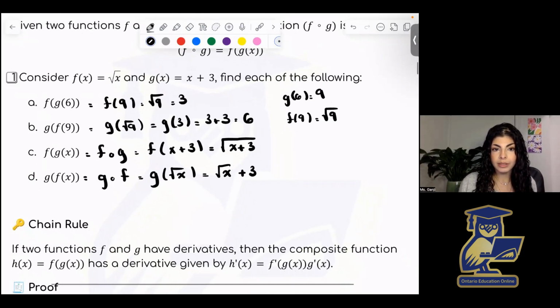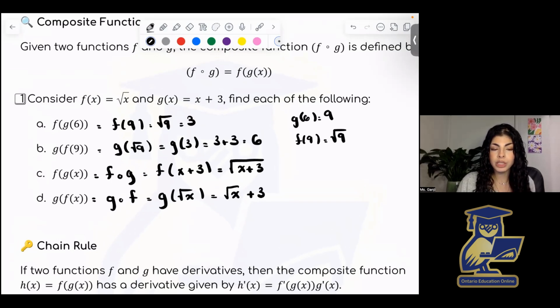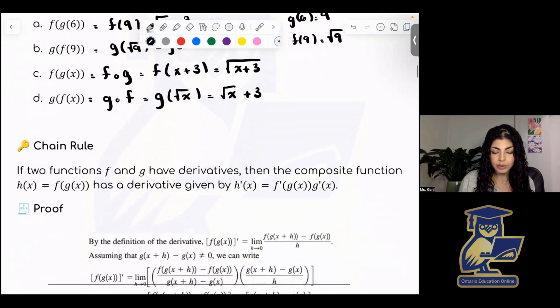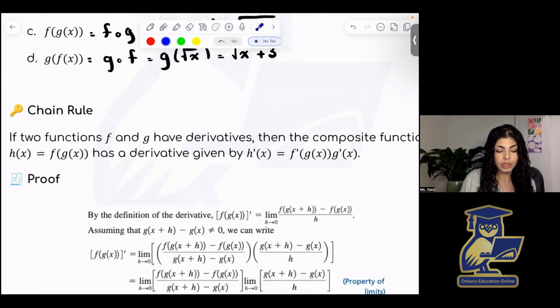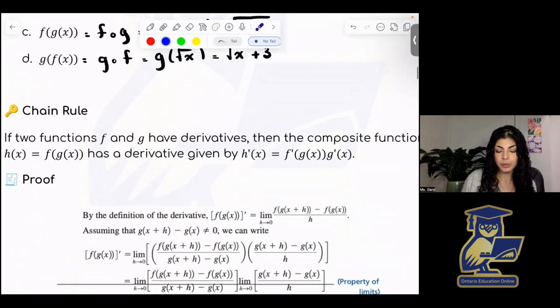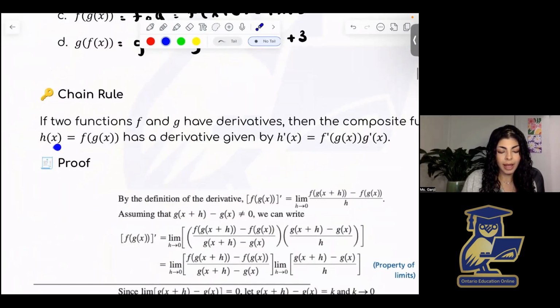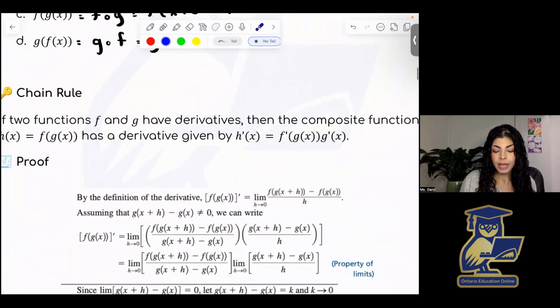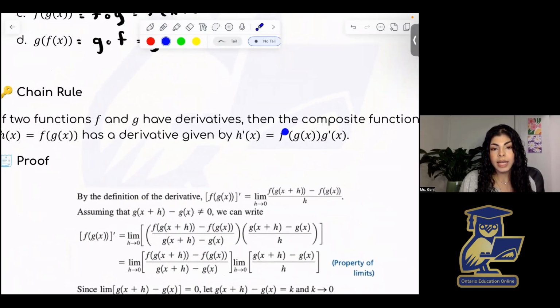And when you have such a function, so we have composite functions, the way we differentiate them is using the chain rule. So the chain rule tells us that if we have two functions, f and g, and each of them have derivatives, so they're differentiable, then the composite function h of x, which is f of g of x, has a derivative given by h prime of x, and you take the derivative of f with respect to the input g of x, and then the derivative of g of x itself, so g prime of x.